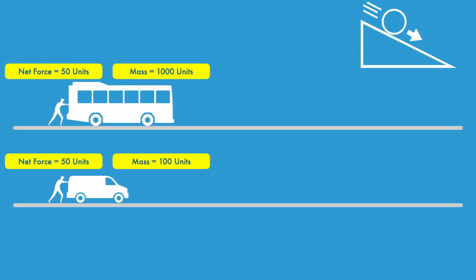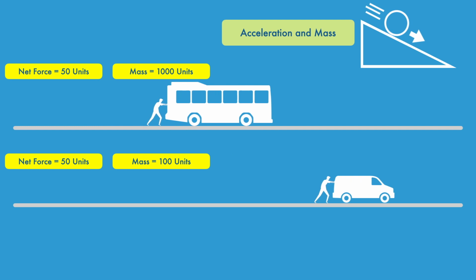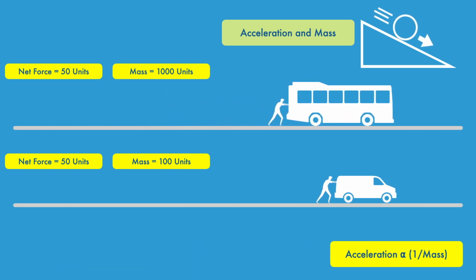Now let us see the relationship between mass of an object and acceleration. Could you say which one will accelerate more for the same net force of 50 units? Bus or van? Of course, the van. Right? Since the mass of the bus is more than that of the van. For the same force F, the van will accelerate more. Hence it can be said, the more the mass of the object, the lesser the acceleration. The lesser the mass of the object, the more the acceleration. Therefore, the acceleration is inversely proportional to the mass of the object.